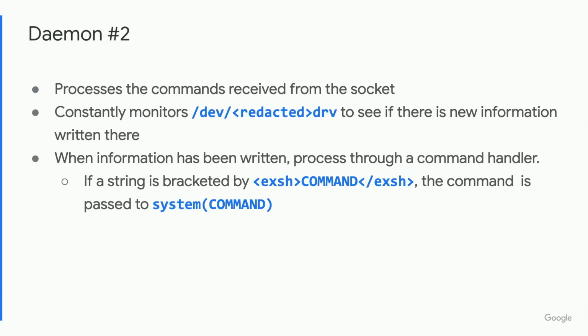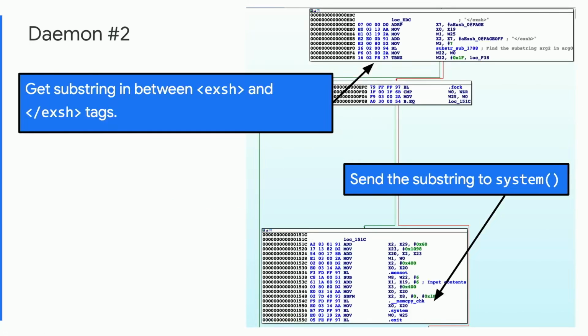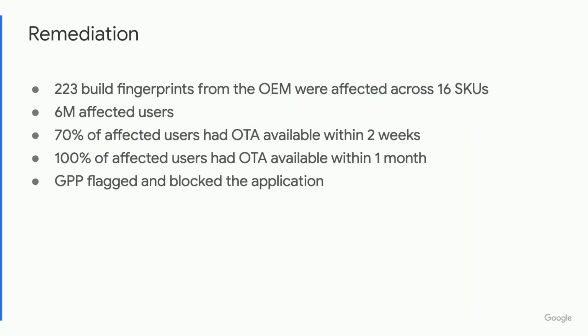What's most interesting to us was that if the string received from the socket was encapsulated by 2 tags, EXXSH and the closing EXXSH, it immediately passed whatever was in between to system. So that's really not good. This is what it looked like in IDA. At the top, we see it looking for the substring between those 2 tags, and then it just passes directly to the system syscall. So what do you do when you find something like this?